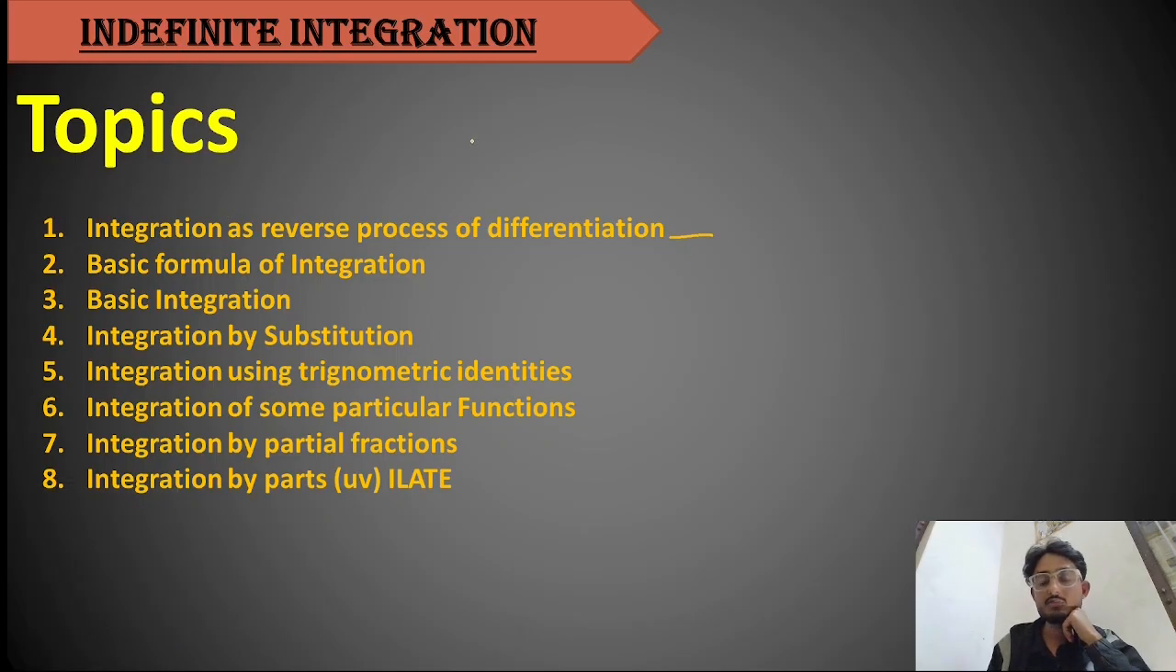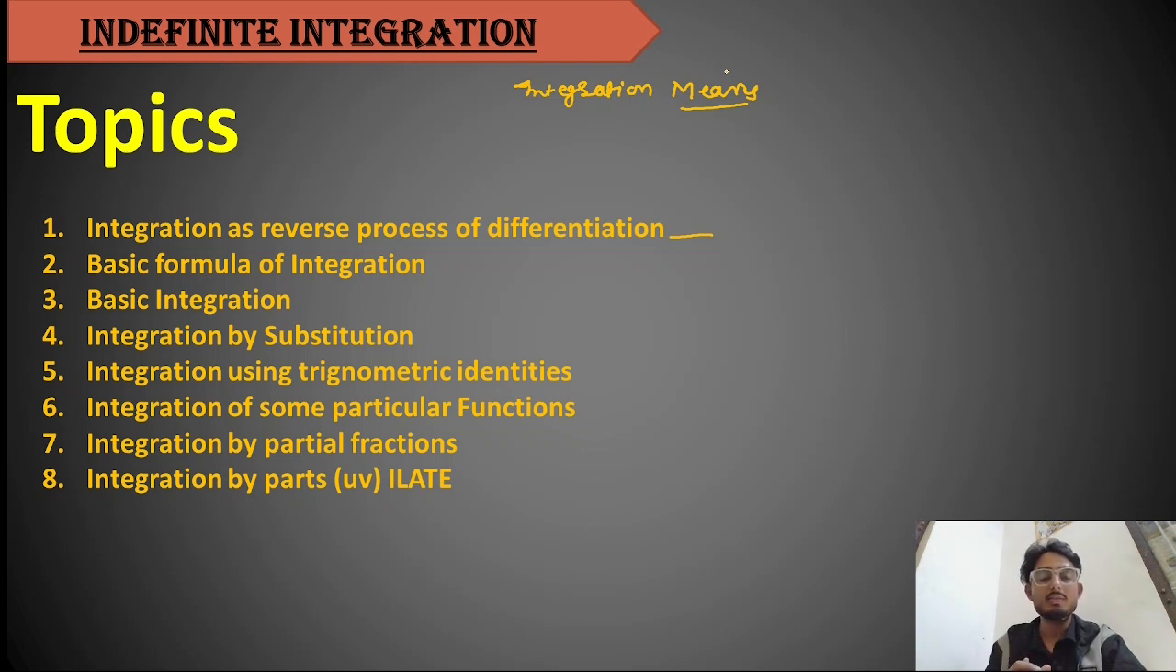So first of all, you will know what integration is. Integration means the reverse process of differentiation. You have to already know what differentiation is and how to find it. If you don't know this term, you can't find integration. So you have to know the term differentiation.